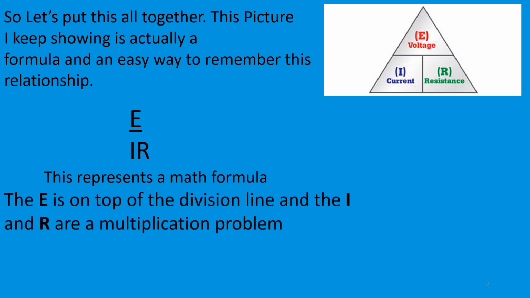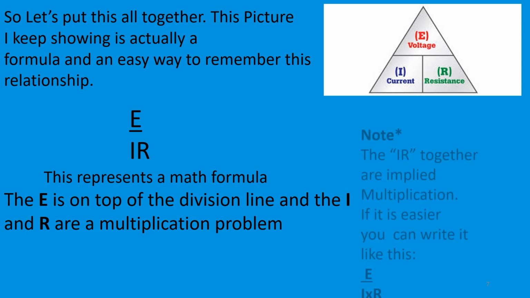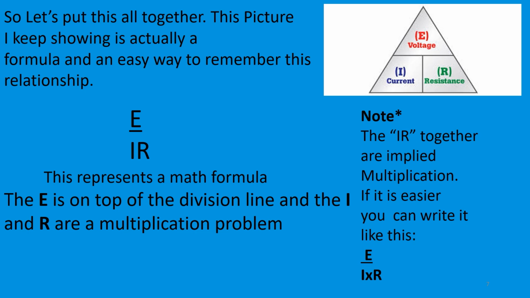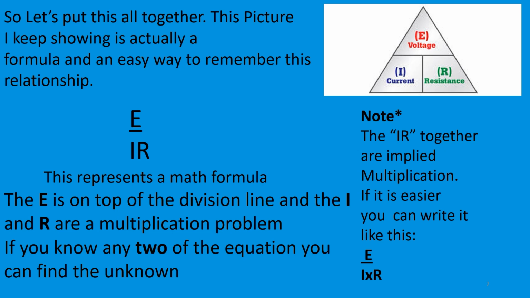The E on top is on top of a division line. The I and R are implied multiplication, and we're going to learn more about what that means now. I want to note that the IR together is implied multiplication, but if it's easier, you can also write it like this, E over I times R, remembering that the line below the E is a division line. The I and the R smushed together implies multiplication, and you can also write it like this at first while you're getting used to it. If you know any two of the equation, you can always find the unknown.